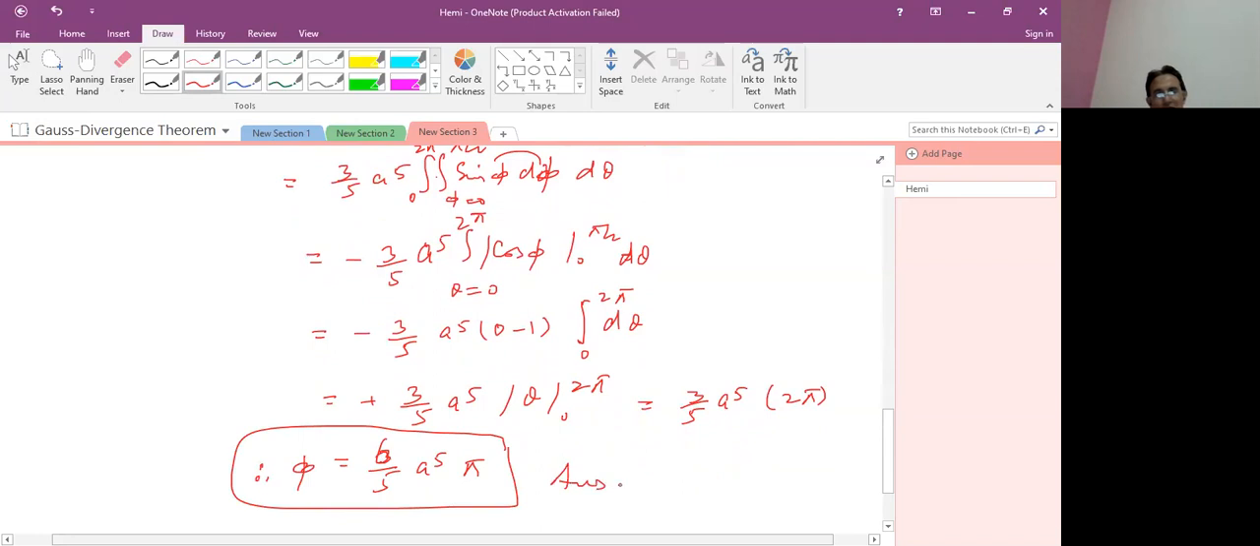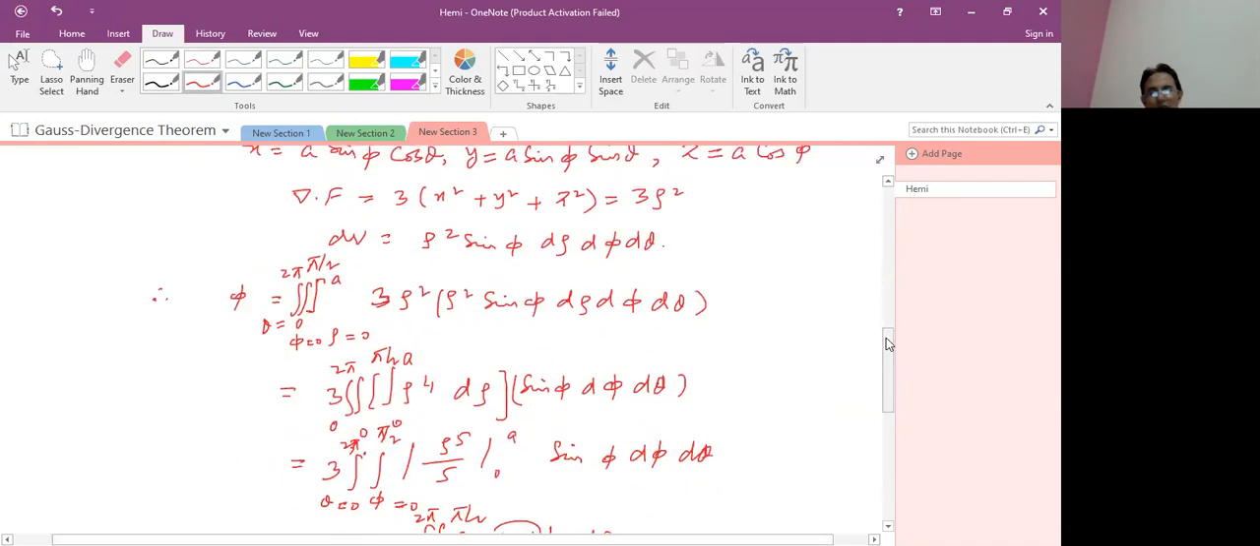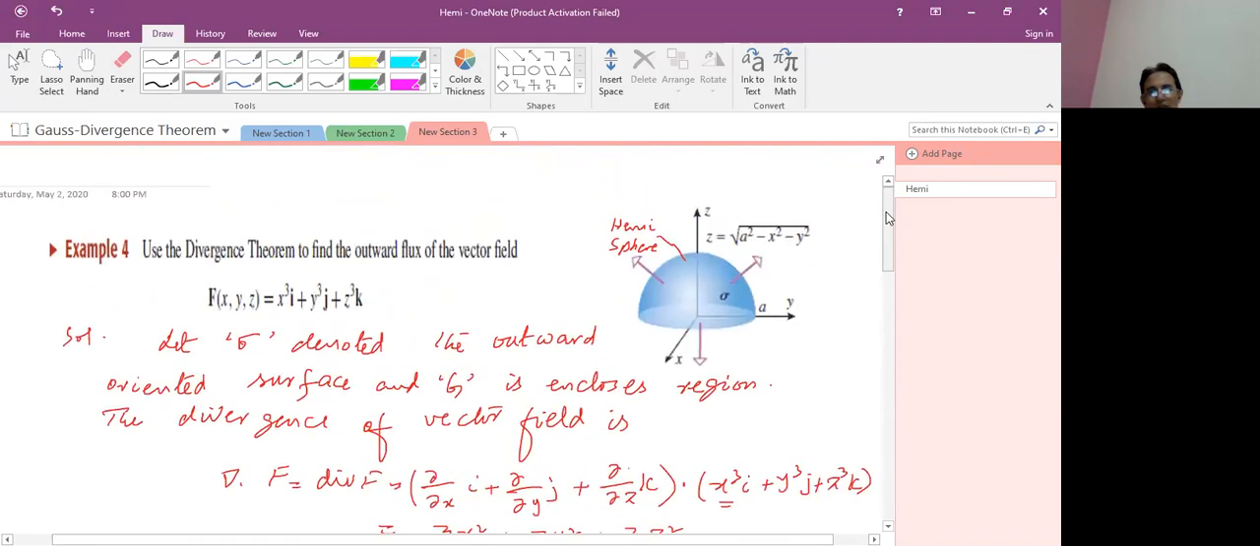This is all. So today we learned, student, what the divergence theorem is, and used the divergence theorem to find the outward flux in this application. So thank you very much.